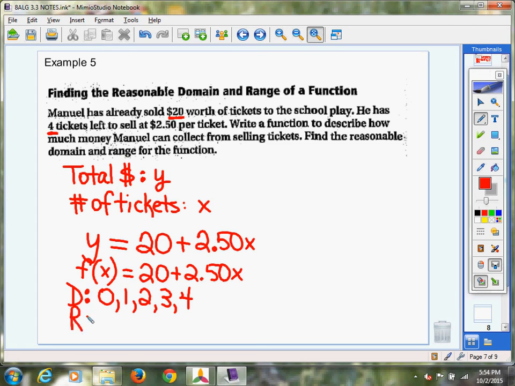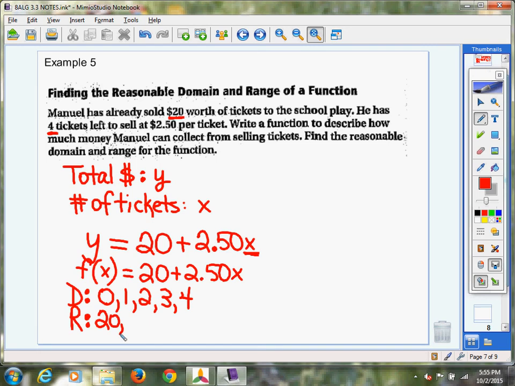Now the range depends on these numbers. So what you're going to do is take the 0 and plug it in right here for the x. We have to do the multiplication first before we can add the 20. So what's $2.50 times 0? He sold no tickets. That's right, 0. He already had $20, so 0 plus 20. So if he sold 0 tickets, then it would be reasonable that he would give $20 to the school for the school play.